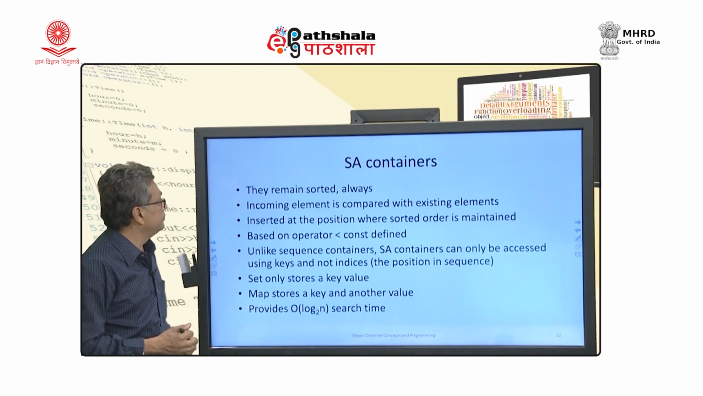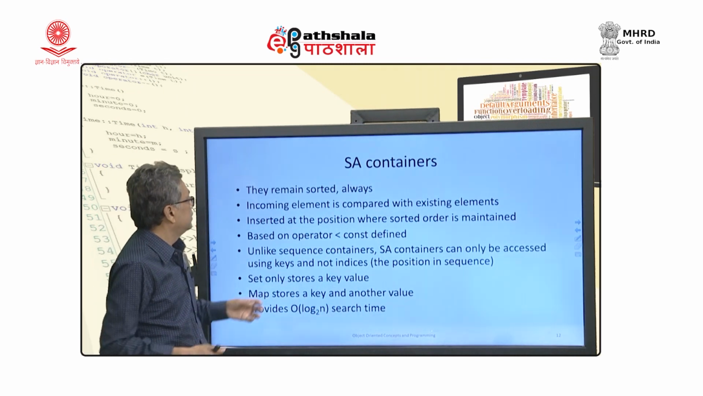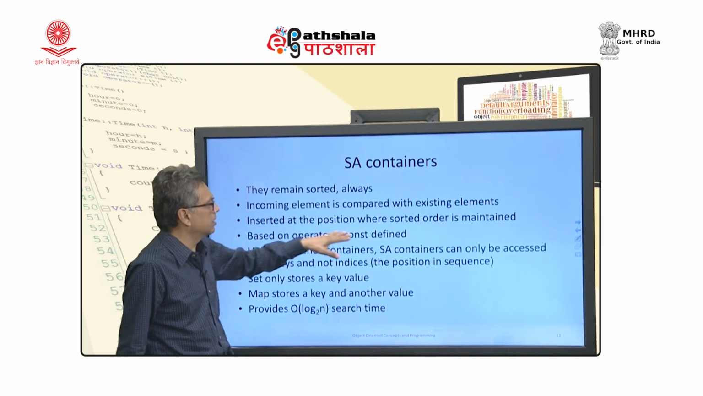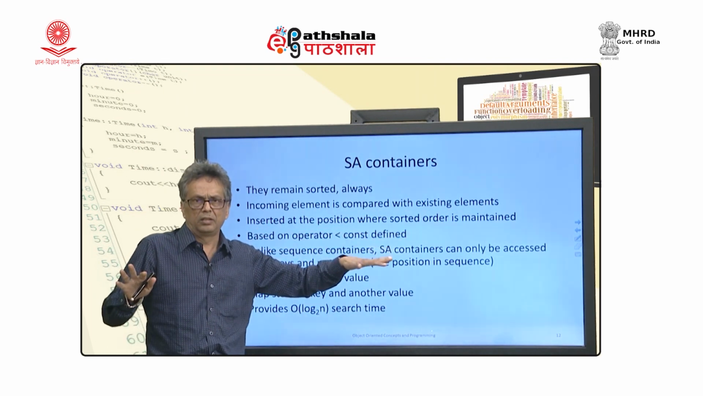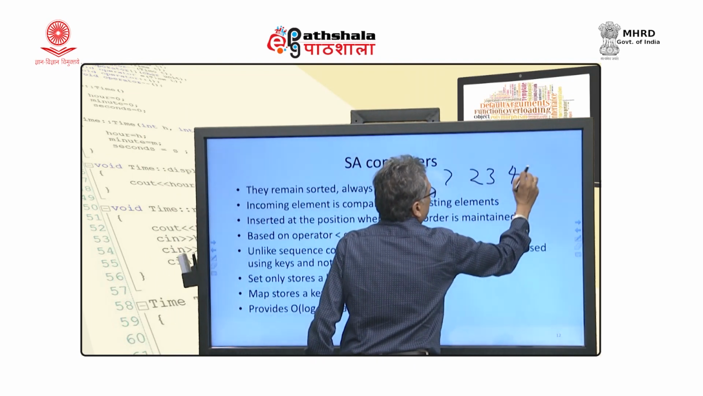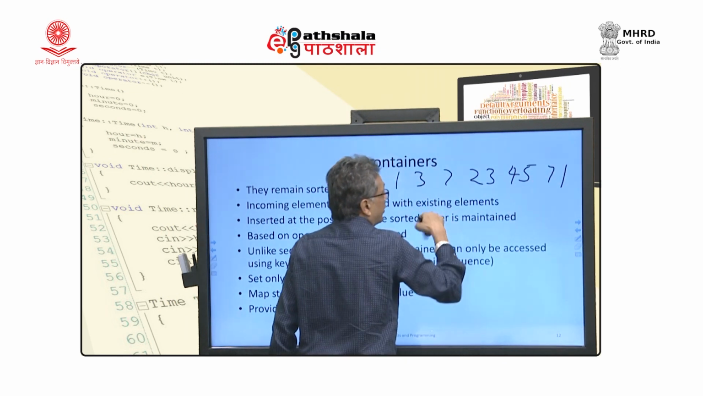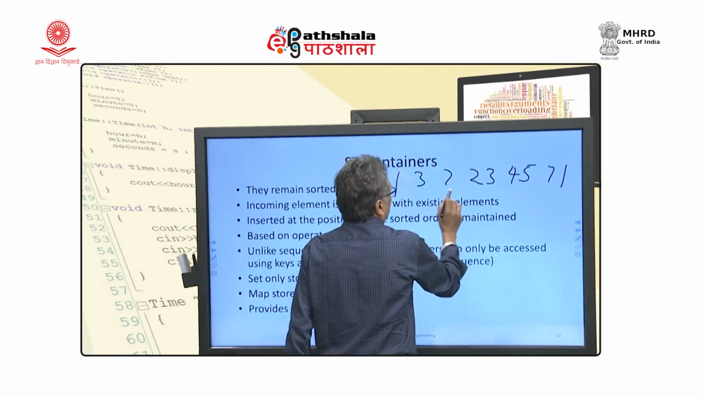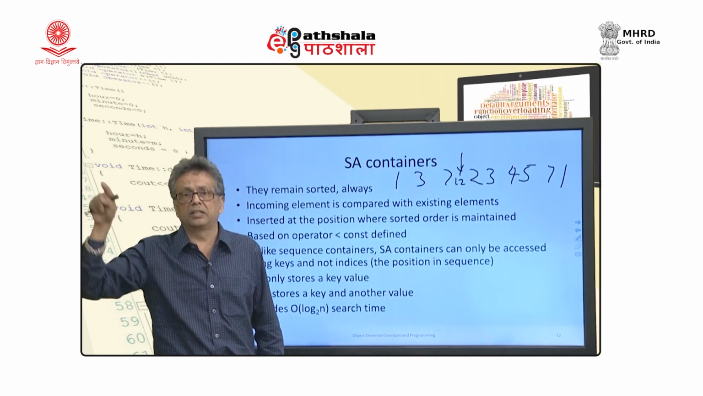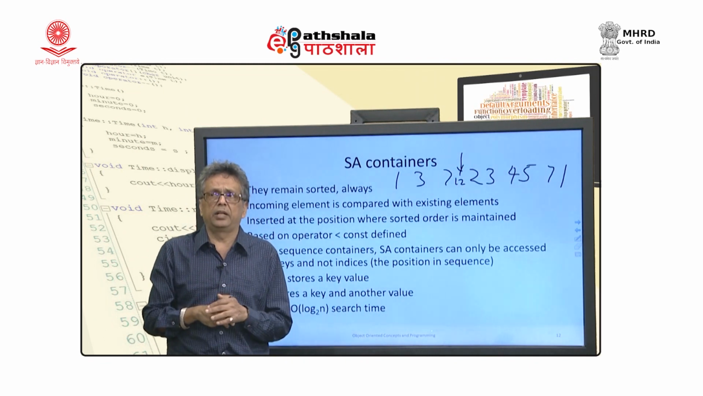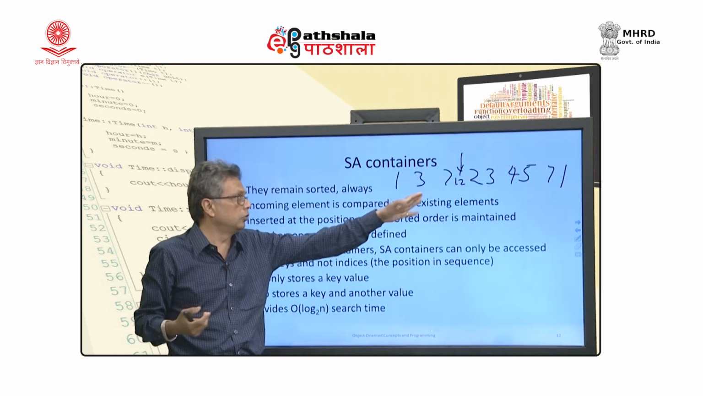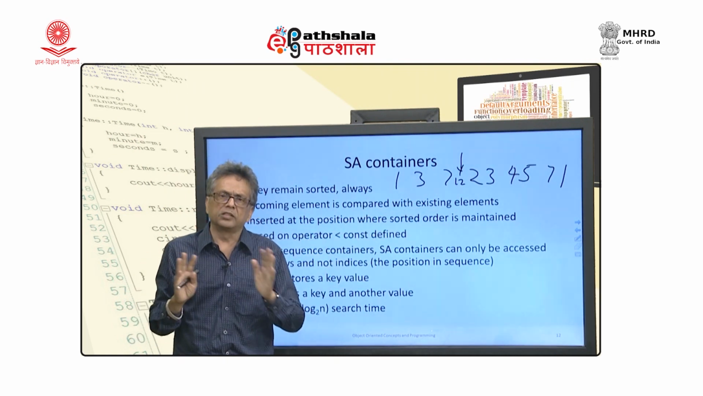Okay. So, how is it done? The incoming element is compared with the existing elements and inserted at the position where the sorted order is maintained. Okay. So, for example, I have 1, 3, 7, 23, 45 and 71, and if I get 12, we will find out where it should be inserted and insert at this place. And we will not look at that in sequential order, we will do something else. The binary search algorithm, probably if you know a bit about binary search, you know how to do it, but if you do not know it, please understand that it is pretty fast.